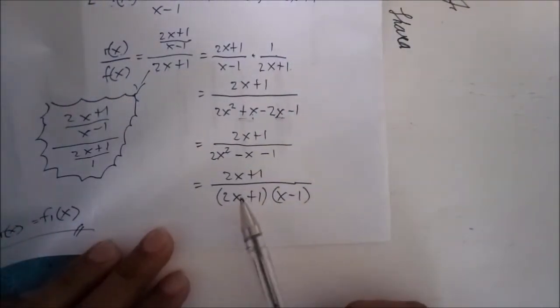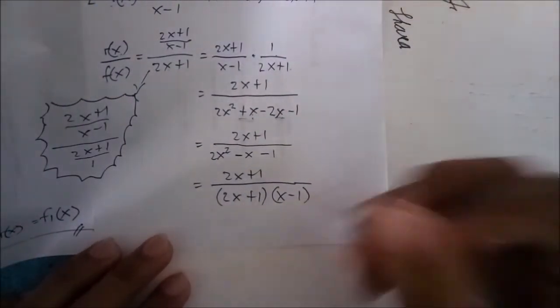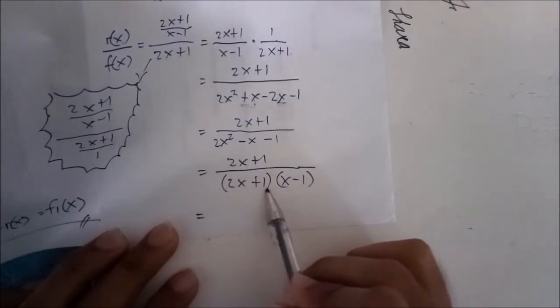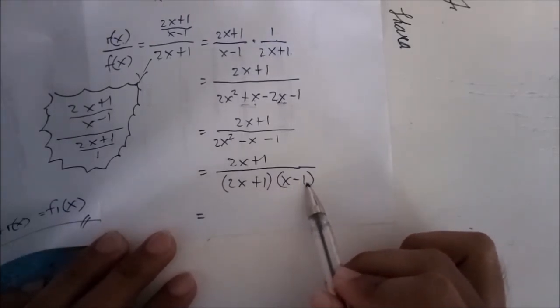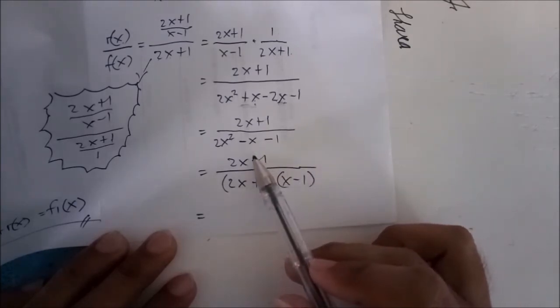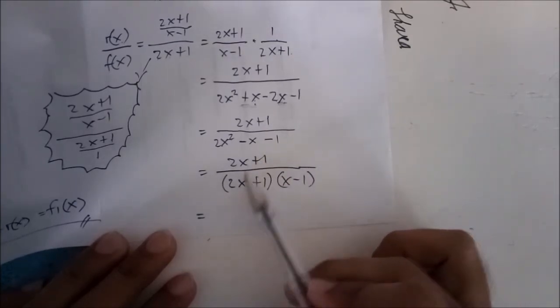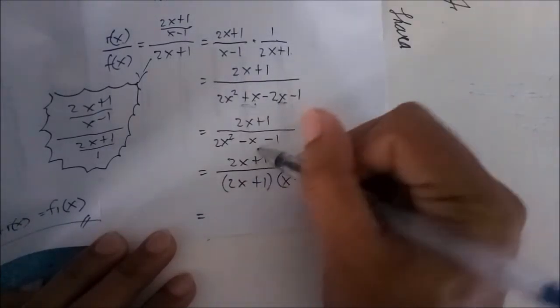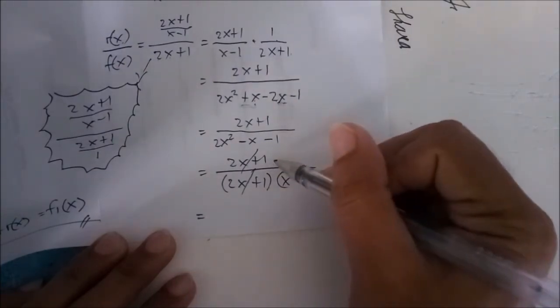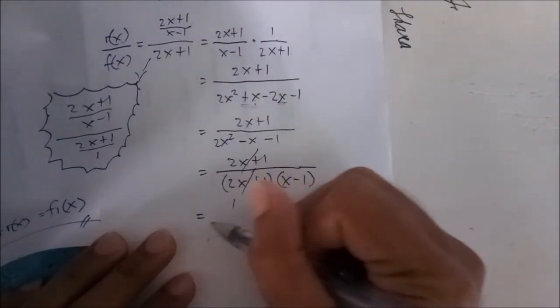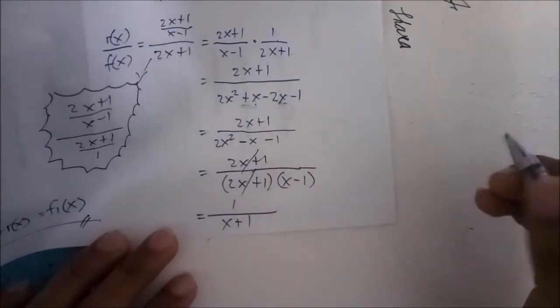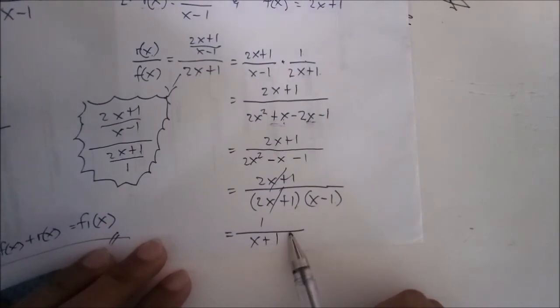Is this the final answer? No. So continue. (2x plus 1) over (2x plus 1)(x minus 1). So what have you observed? We have the same value in the numerator and the denominator, since 2x plus 1 divided by 2x plus 1 equals 1. So cancel. What is the remaining in the numerator? 1. The denominator? x minus 1. This is the final answer.